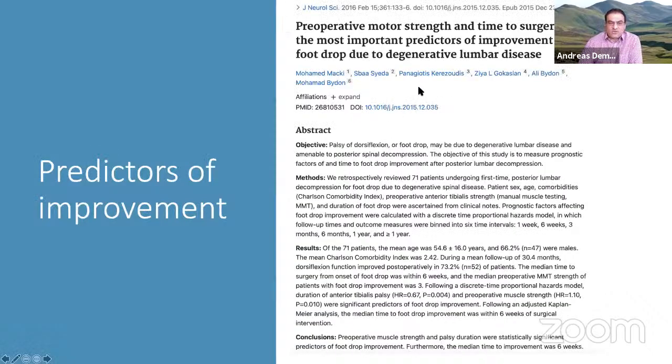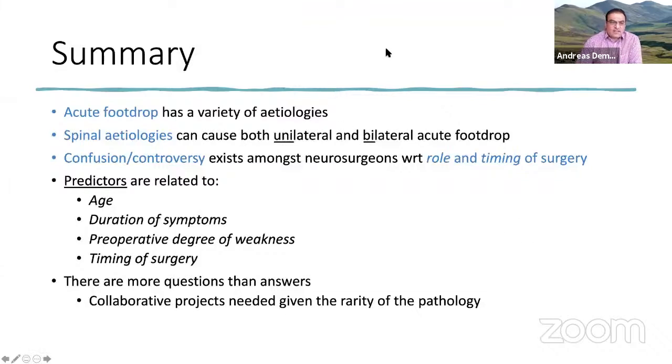A similar conclusion from an American study of 70-something patients. I don't want to go into the details, but if you look again, age was not a predictive factor in this group, but preoperative muscle weakness was a predictor, and indeed the duration of the palsy was different. And in this one, they allowed up to 6 weeks between symptoms and surgery, and it was relevant. So it's not clear when the optimal timing is. We all feel that if a nerve is under threat, the earlier the better, but the evidence behind all this is very poor. So to summarize, I can say that acute foot drop has a variety of etiologies.